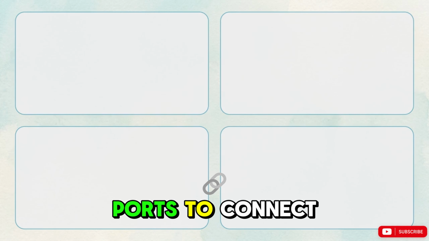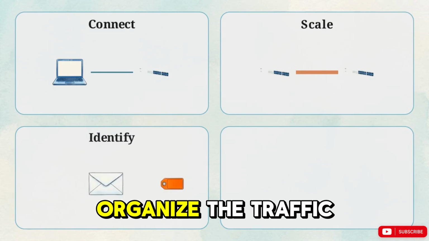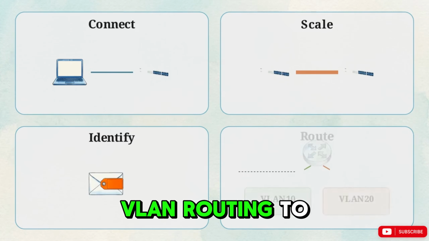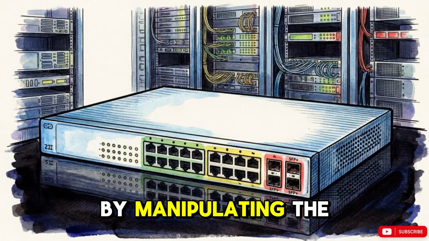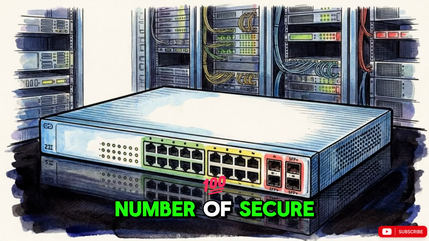We use access ports to connect endpoints, trunk ports to connect switches, 802.1Q tags to organize the traffic over those trunks, and inter-VLAN routing to allow communication between them. By manipulating the internal logic, you turn a single piece of physical hardware into an infinite number of secure, isolated networks.